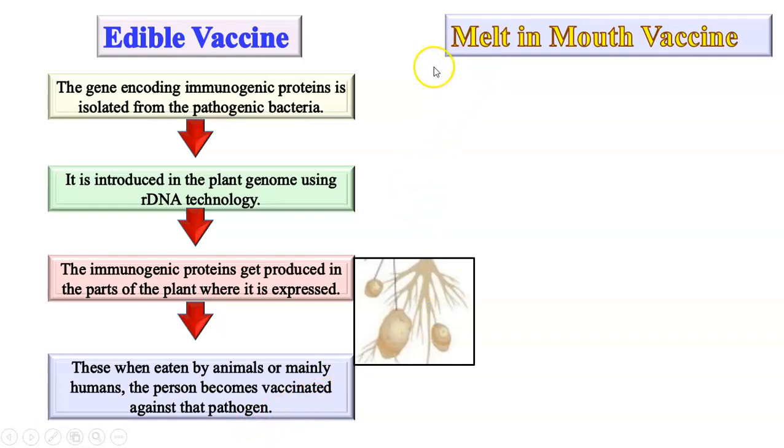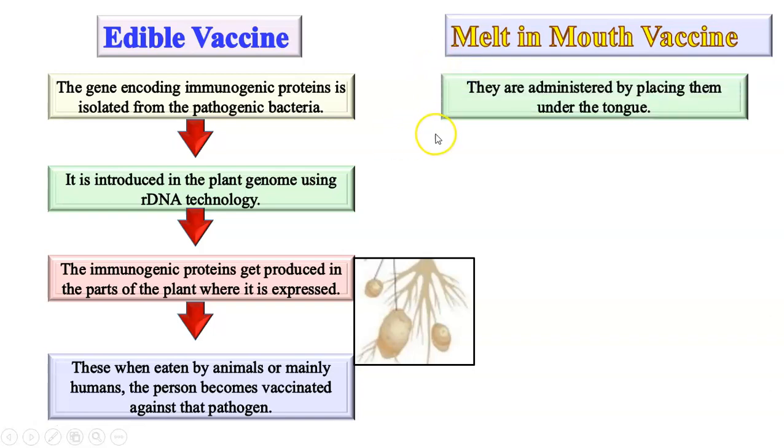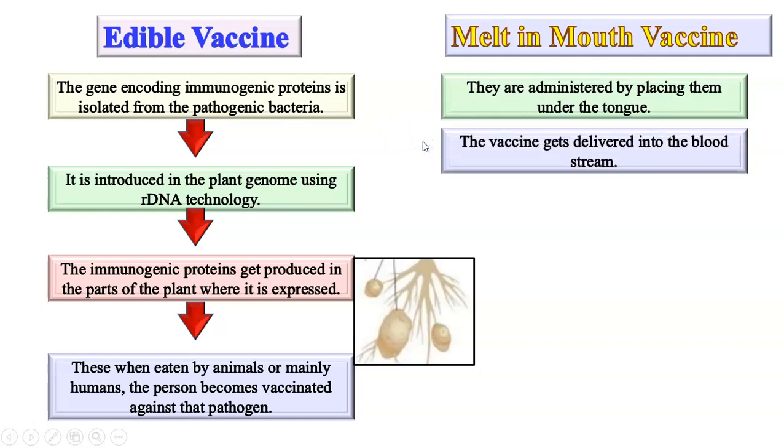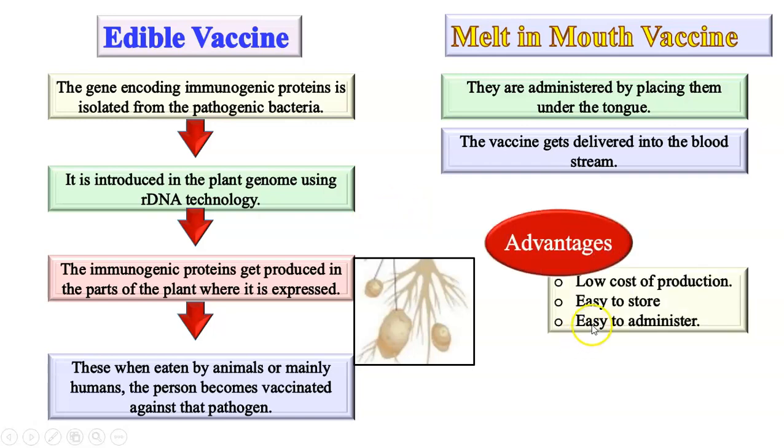The other product is the melt-in-mouth vaccine. It is unique for its administration. These are administered by placing them under the tongue. The vaccine gets delivered into the bloodstream and becomes available to the body very fast. The advantages are it has low cost of production, it is easy to store and easy to administer. The example is the flu vaccine by Bacillus.